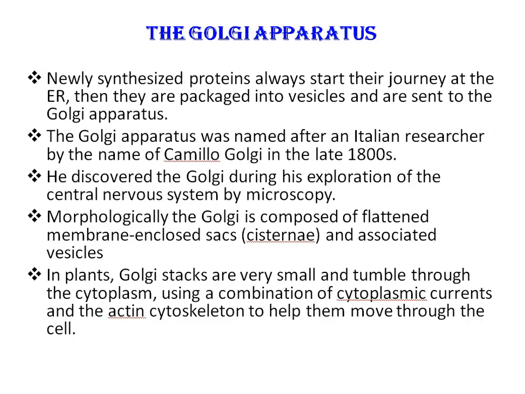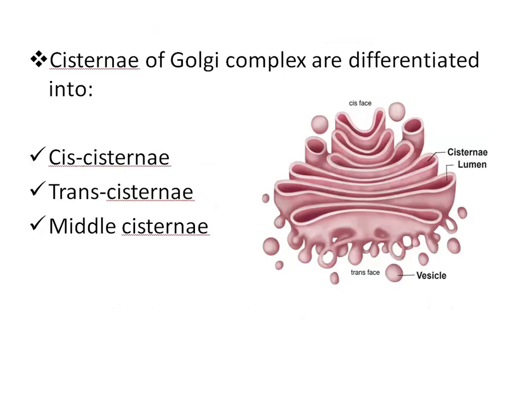In plants, Golgi stacks are very small and tumble through the cytoplasm using a combination of cytoplasmic currents and the actin cytoskeleton to help them move through the cell. There can be hundreds of these tiny Golgi stacks in the plant cells. Cisternae of Golgi complex are differentiated into three types: cis cisternae, trans cisternae, and middle cisternae. This is a structure of Golgi complex. This is cis phase, trans phase, vesicles, cisternae, and lumen.